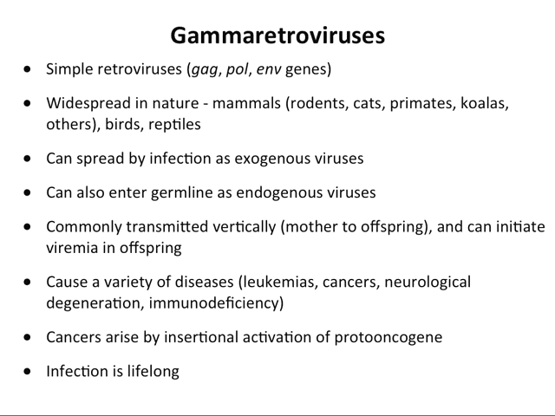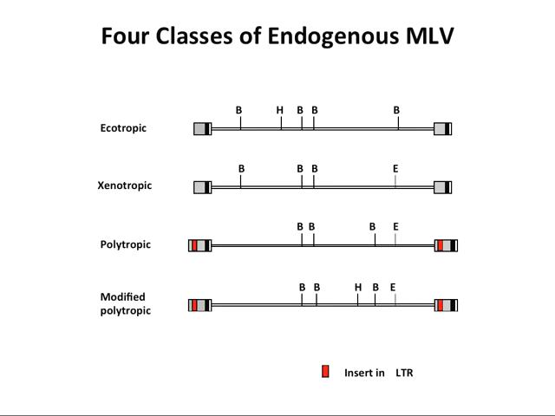They cause a variety of diseases: leukemias, cancers, neurological degeneration, and immunodeficiency. When they do cause cancers, these arise by insertional activation of proto-oncogenes. Remember, RNA tumor viruses cause cancers in various ways, and one of them is to insert and activate next to a proto-oncogene. And when you get infected with these viruses, it's lifelong because it integrates into your DNA, of course.